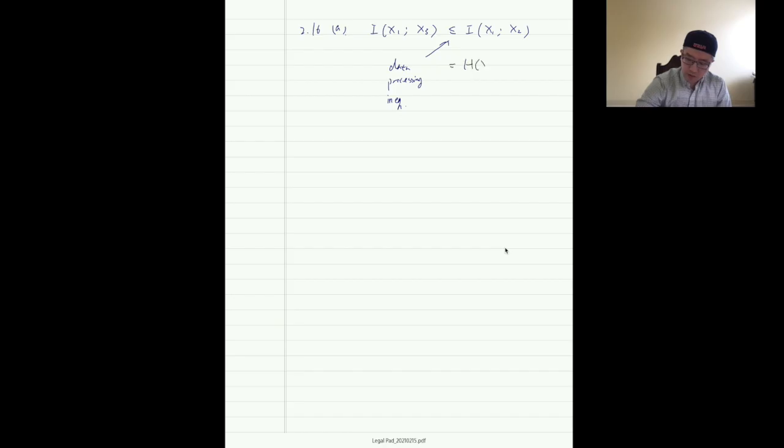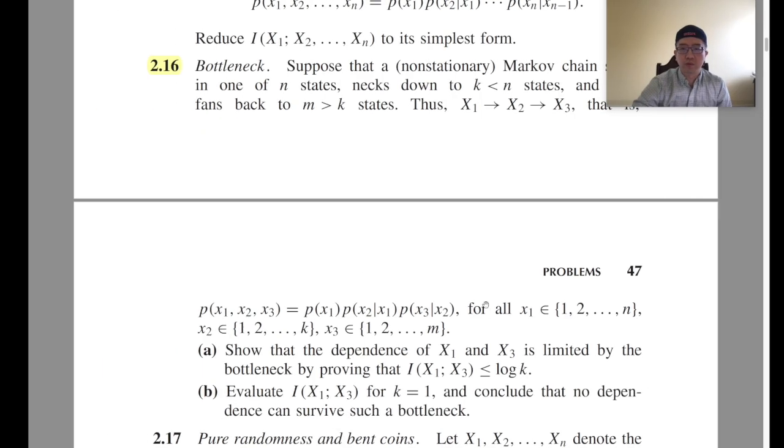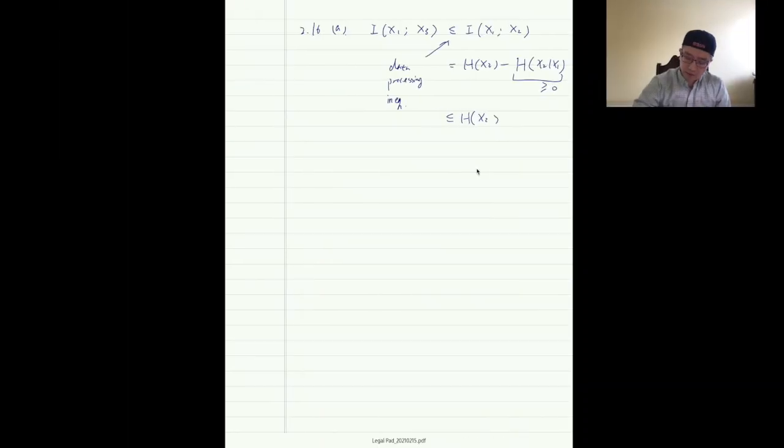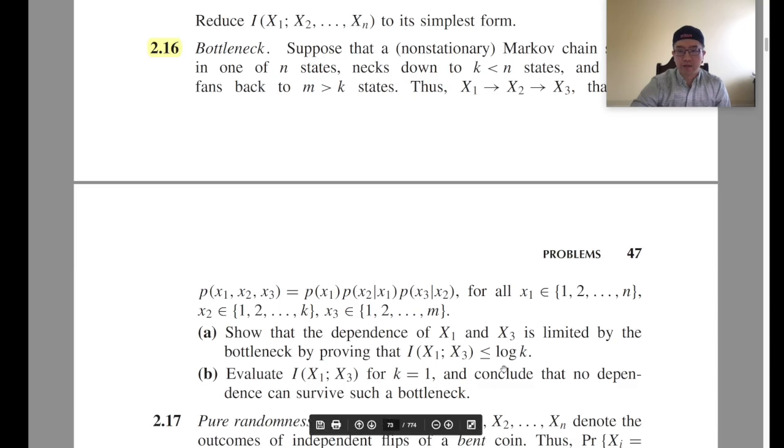This equals the entropy of x2 minus the conditional entropy of x2 given x1, right? And because the conditional entropy is bigger than or equal to 0, that is less than the entropy of x2. And for x2, we know x2 has at most k states, right? Therefore, using the cardinality bound of the entropy, this is less than log k. Okay, so we show that this is less than log k.